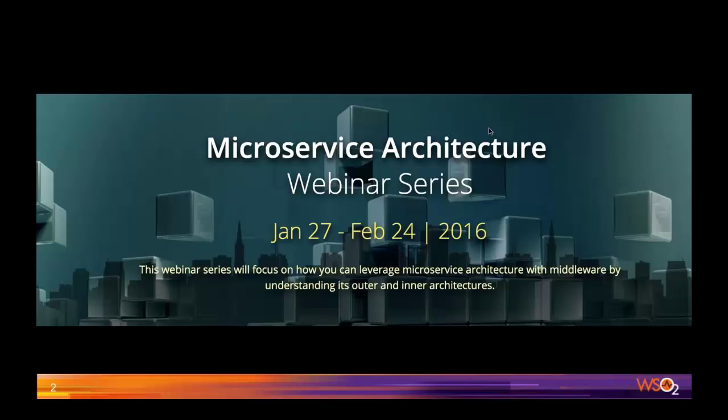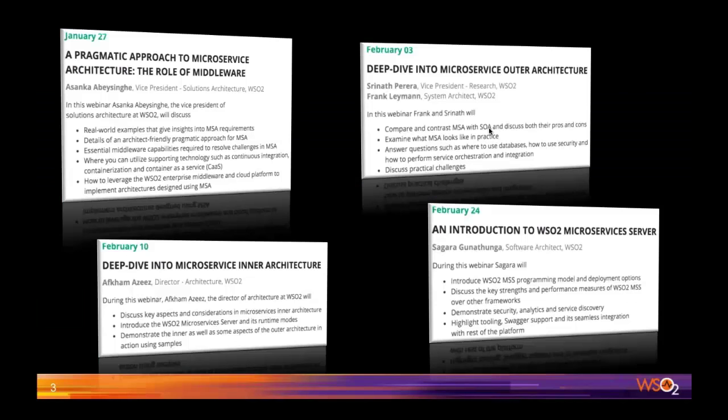This is the first session, and we will do the final session on February 24th. This is a four-part webinar series. Today's session is based on a talk that I delivered at Gartner ADI last December, to have a very high-level look at what the microservices architecture is, how practical it is for us, how we can implement it, and the role of middleware when we build such an architecture and adopt solutions on top of that.